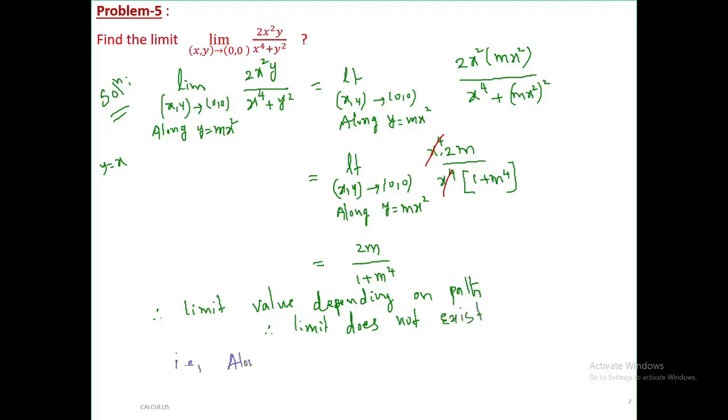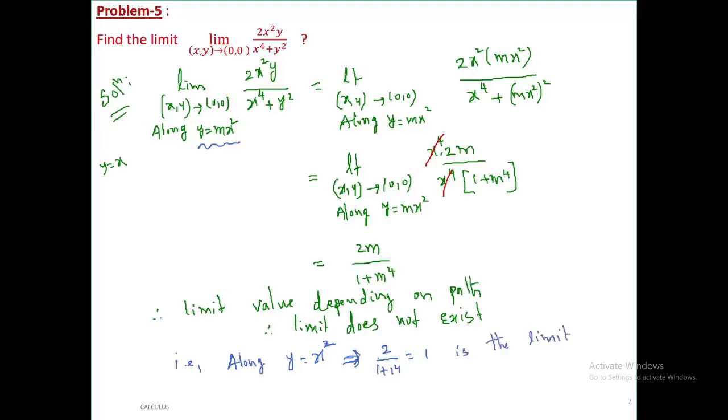Along y is equal to, let us take x square only, just x square. That means, indirectly I am choosing m is equal to 1, right? Look at the bulk of paths, the set of paths. y is equal to m x square is a set of paths. Instead of m I am choosing 1. So what is the limit value now? The limit value will be 2 by 1 plus 1 power 4. That means you will get 1 as the limit.